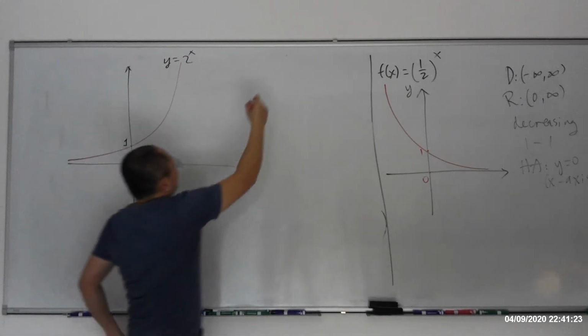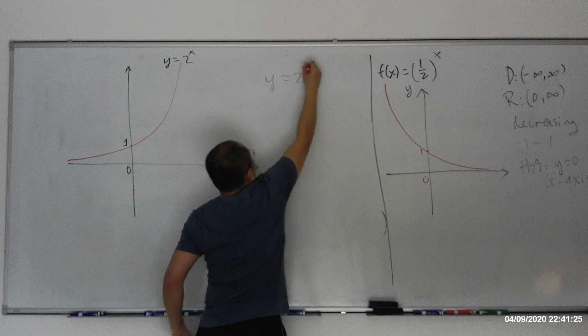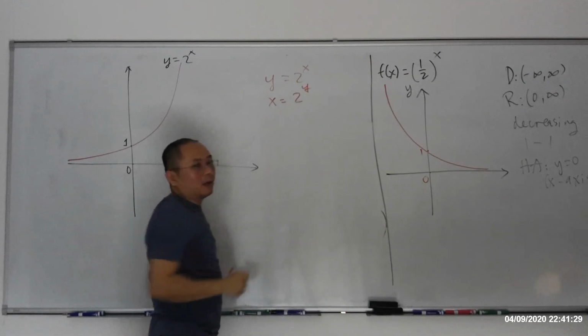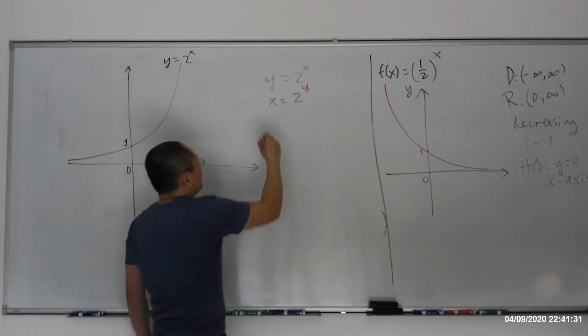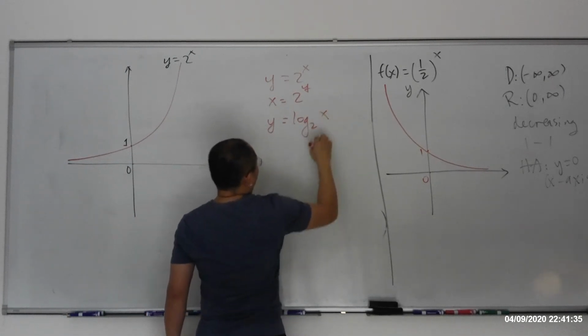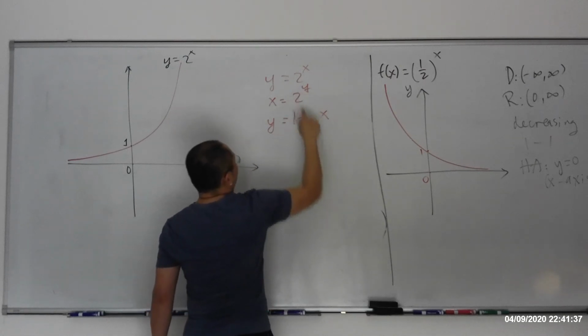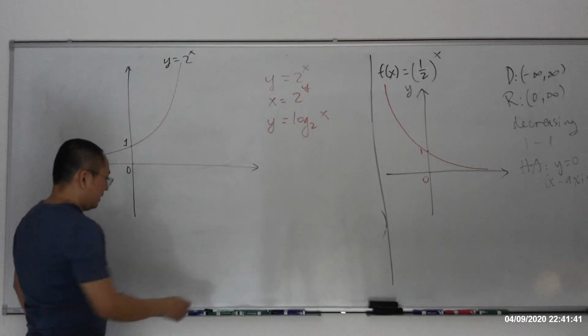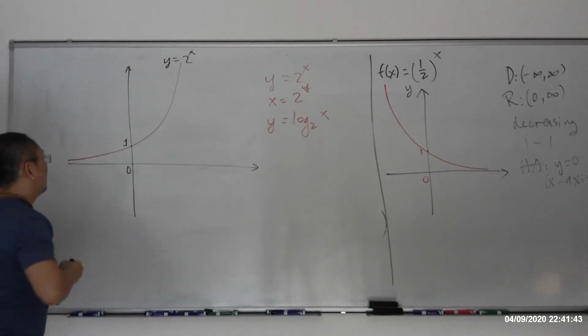The inverse of y equal to 2 to the x will be x equal to 2 to the y. And we learned about the log notation already, so we're going to write it this way: y equal to log base 2 of x. See? 2 to the y equal to x. Okay. And let's take a look at the graph. How about green color then? The graph is going to look like this.